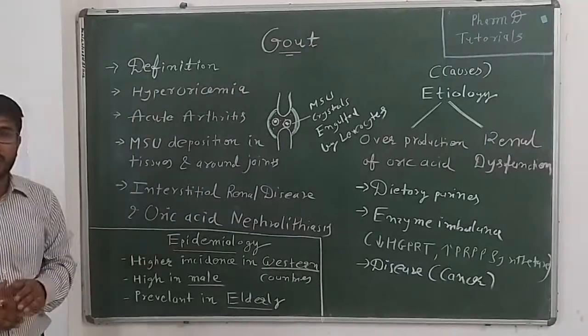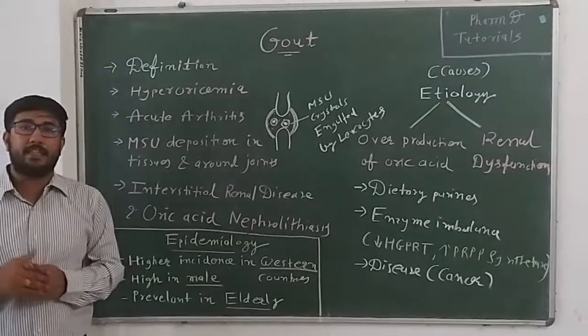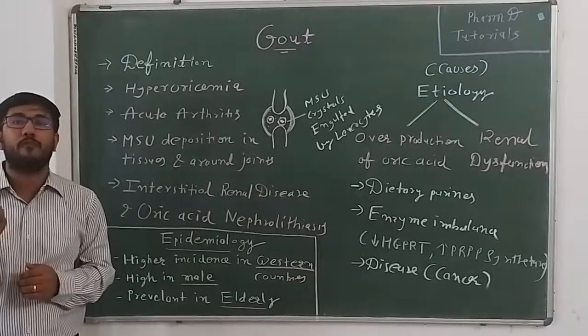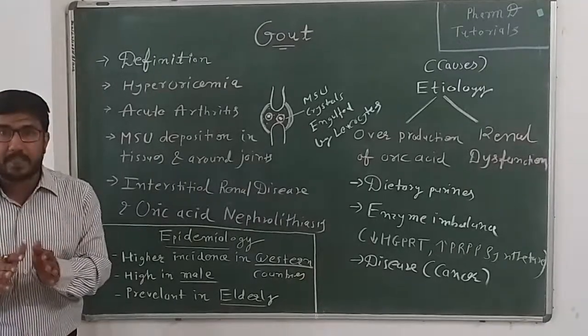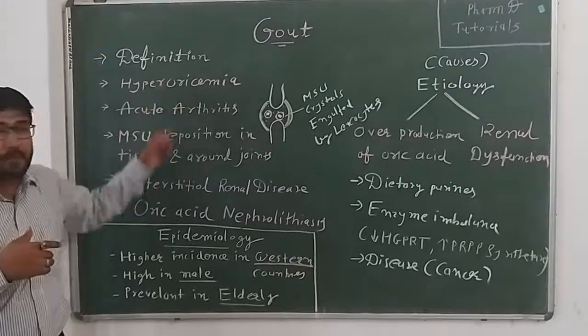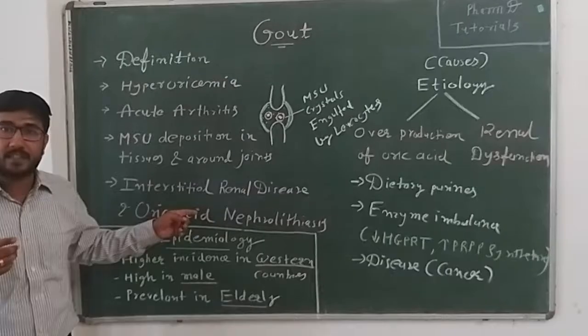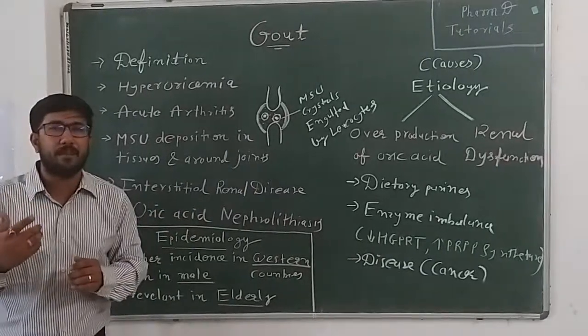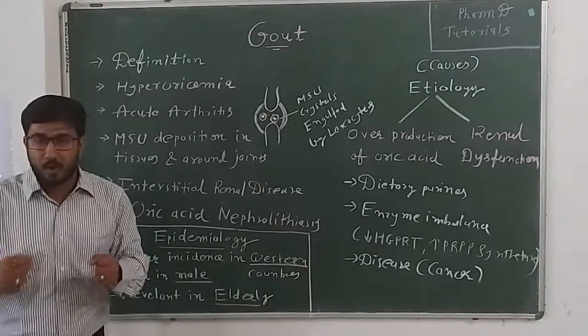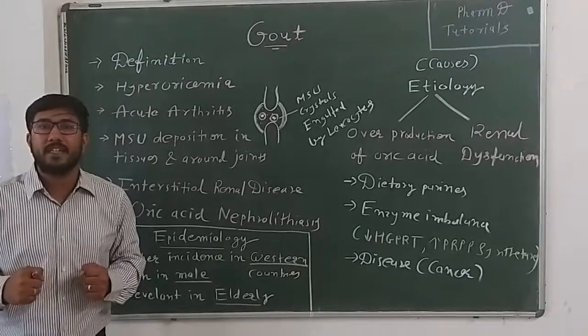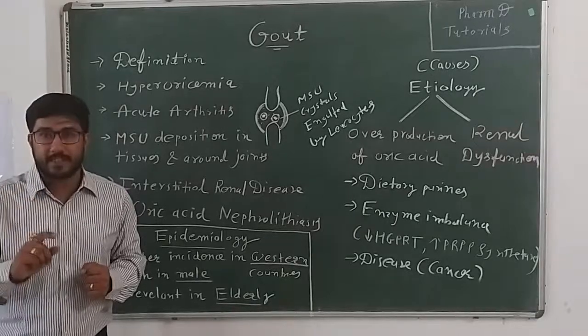Now epidemiology. As such, it is said that gout is the disease of kings as well as the king of the diseases. Why king of the diseases? Because it is coming up with multiple complications. It is very prevalent and it is responsible for multiple clinical complications, renal problems, and problems in locomotion, and that is why it is known as the king of the diseases.